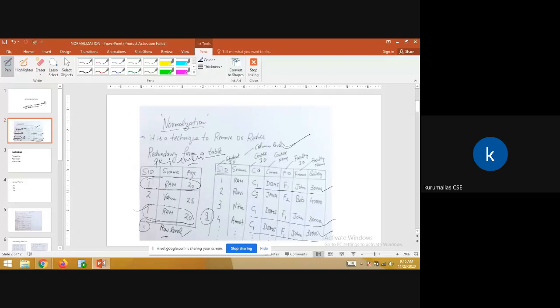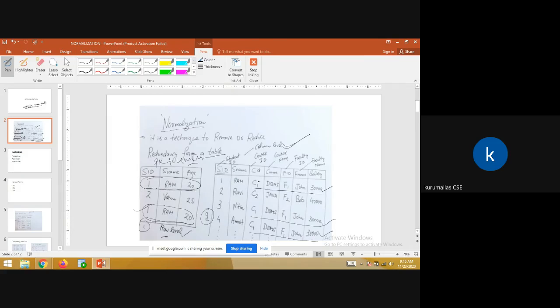In the second table, if you observe, C1 appears in three rows. Because of this column level duplicacy, we have three different types of problems. The problems are anomalies: it may be insertion anomalies, deletion anomalies, or updation anomalies.